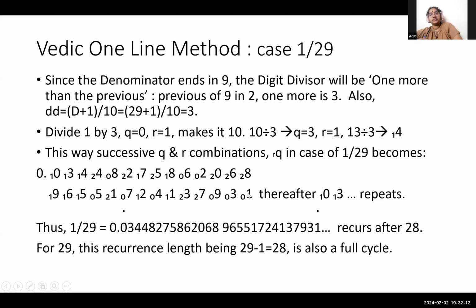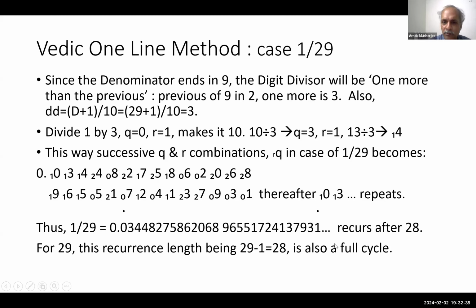Or I can also do right to left in case of 1 by 29. Let me show you. 1 into 3, 3 into 3 is 9, 9 into 3 is 27, and 7 you write, 2 right here. 7 into 3 is 21, plus this 2 is 23, and like that. I have already shown that.